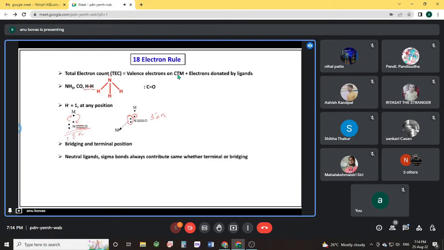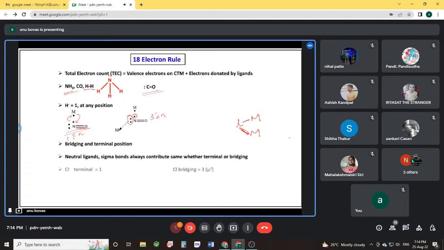Now, the next concept is bridging and terminal position. Neutral ligands such as ammonia, carbonyl and sigma bonds always contribute the same whether in terminal or bridging position. But let us consider a ligand L bonded with two metals, that means in bridging position. It will not donate the same as in the terminal position in the case of some other ligands like chlorine, which are not neutral or sigma bonds.